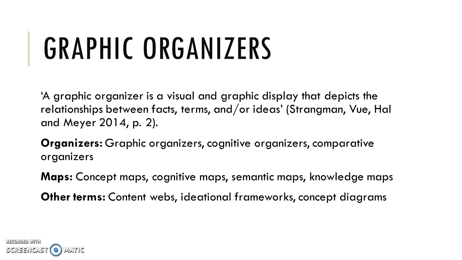Graphic organizers are also called cognitive organizers or comparative organizers. They're also referred to as maps, concept maps, cognitive maps, semantic maps, or knowledge maps. And other terms include content webs, ideational frameworks, and concept diagrams.